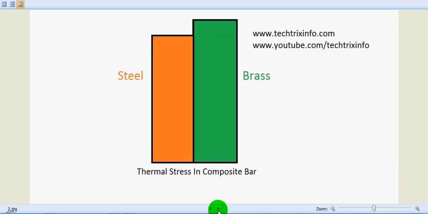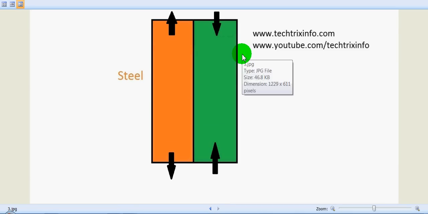So what's happening is that as both are not free to expand, the expansion of the composite bar as a whole will be less than that of the brass, but more than that of the steel, as shown over here in this figure. So that's the reality.